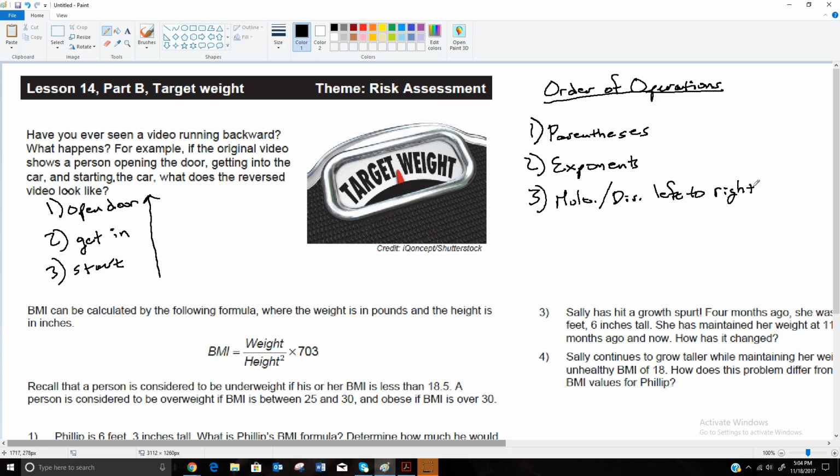So if you were coming across a division, say, and it was before a multiplication, you would still do it first because you do it from left to right. Any multiplication or division that you see, left to right. You're not supposed to do all the multiplication and then come back and do all the division. You're supposed to do any multiplication and division that you see from the left side of the problem to the right side of the problem.